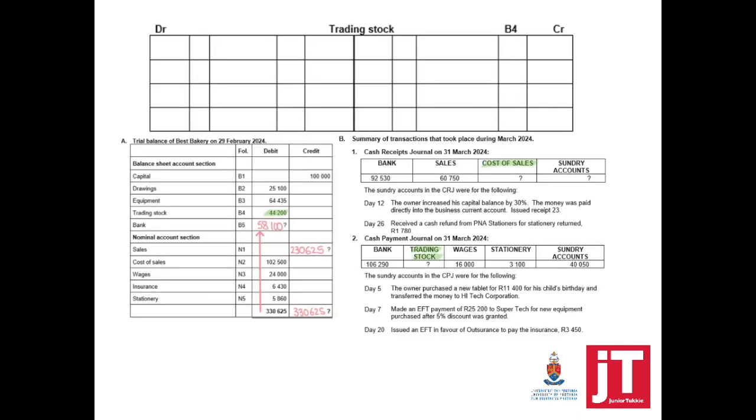Trading stock. Trading stock is regarded as a current asset. The balance brought down from the trial balance will appear on the debit side. This will always be on the first day of the month. When we're posting from the cash receipts journal and from the cash payment journal, and we're posting from the money column, this will always be on the last day of the month. So now, starting with the cash receipts journal.